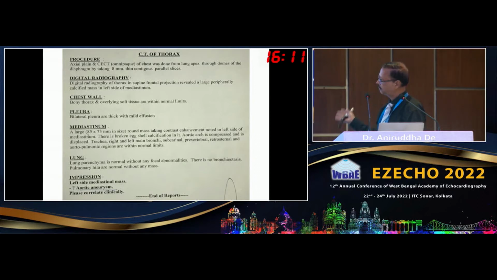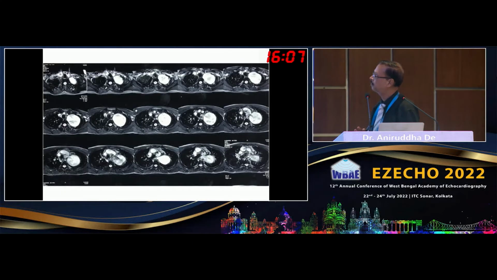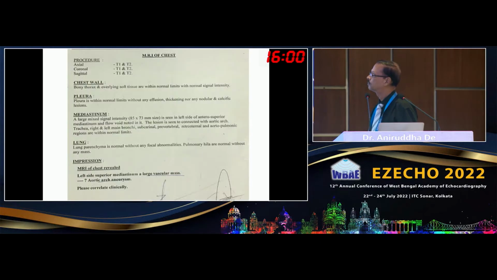Then this patient had a cardiac MRI. And see the MRI plates. This is the MRI, again from the KEM. And this is the report again. Same report, query aortic arch aneurysm.